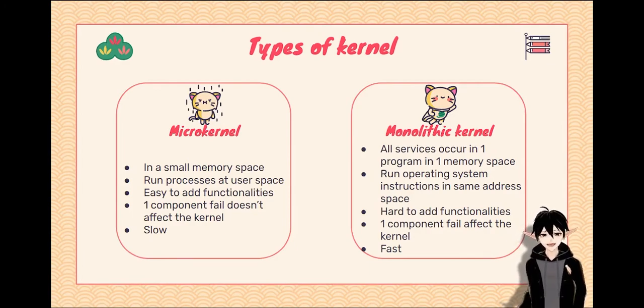So monolithic kernels, on the other hand, have all services occur in one program in one memory space. Imagine it as a big chunk of a memory space. It runs the operating system instruction in the same address space, opposite from microkernels. It is hard to add new functionalities, and if one component fails, it might affect the kernel, but it is a faster option compared to microkernels.